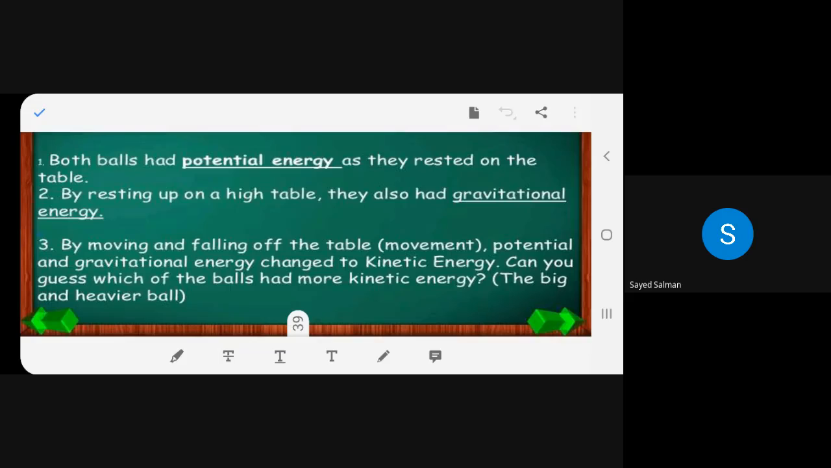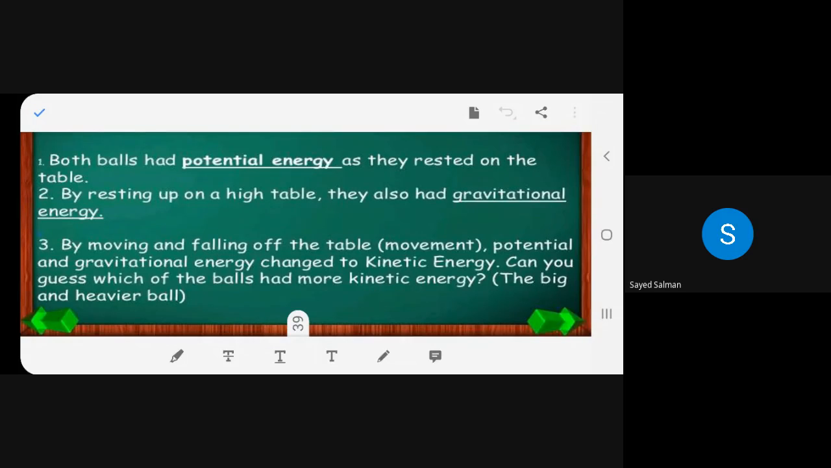Just guess, which of the balls had more kinetic energy? The bigger and heavier ball will have the maximum kinetic energy, isn't it? Because the mass is more, the kinetic energy will be more for the bigger ball as compared to the smaller ball.